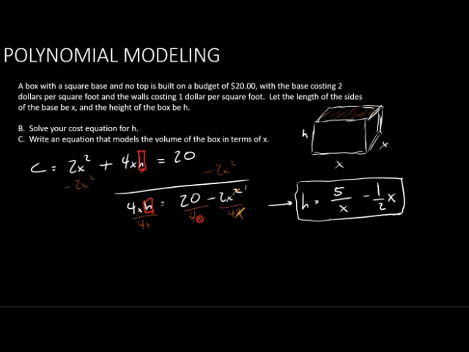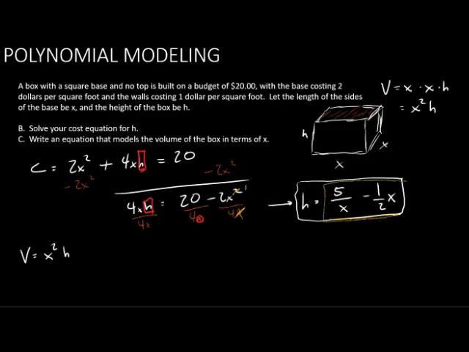Now that we have height, we can move on to part C, where we're asked to write an equation that models the volume of the box in terms of x. The volume of a box is just all 3 sides multiplied together. So we can say our volume is equal to x times x times h, or if you wish, x squared h. Then we can replace h with the expression for height that we just wrote.